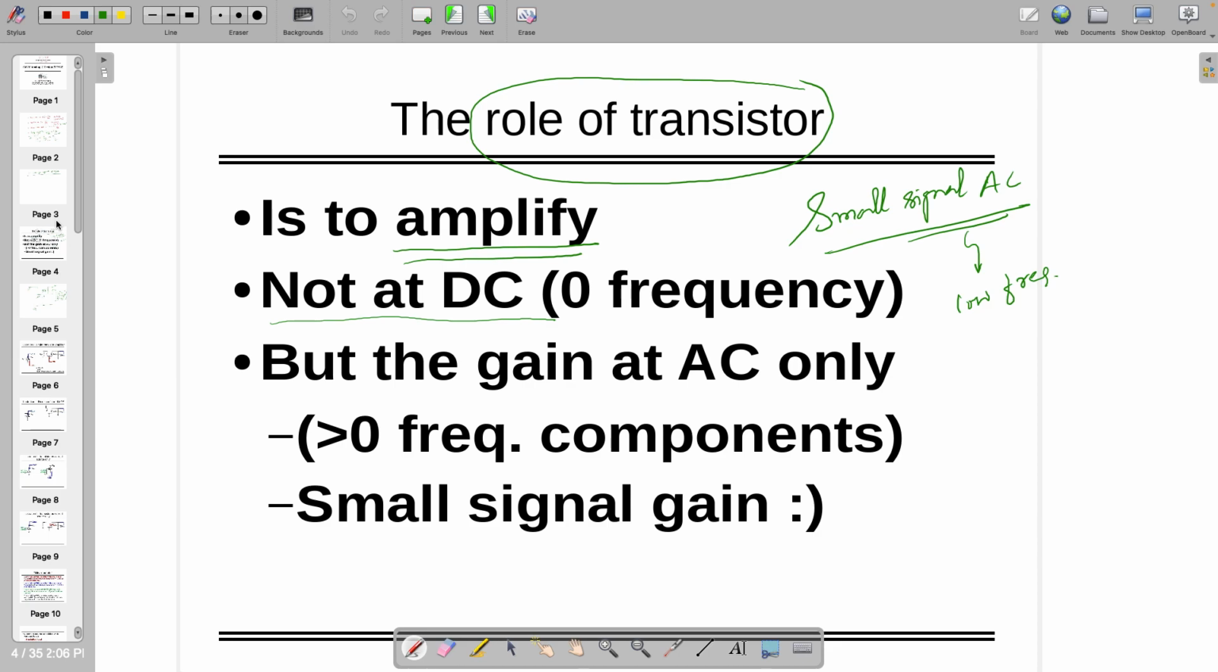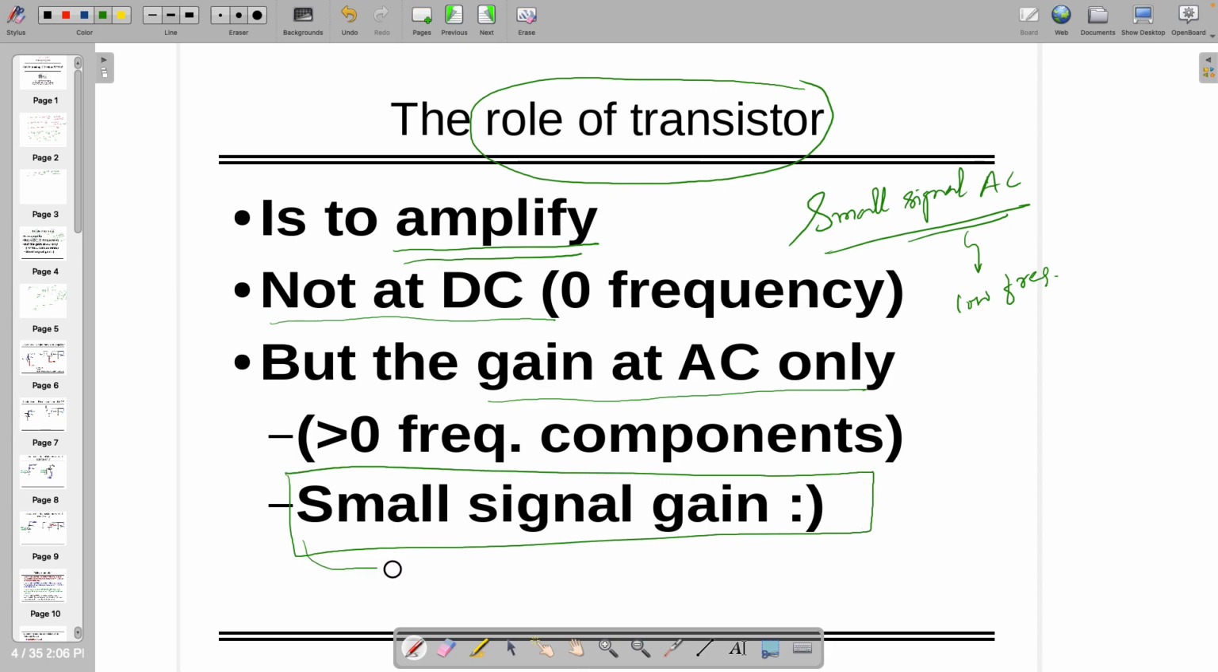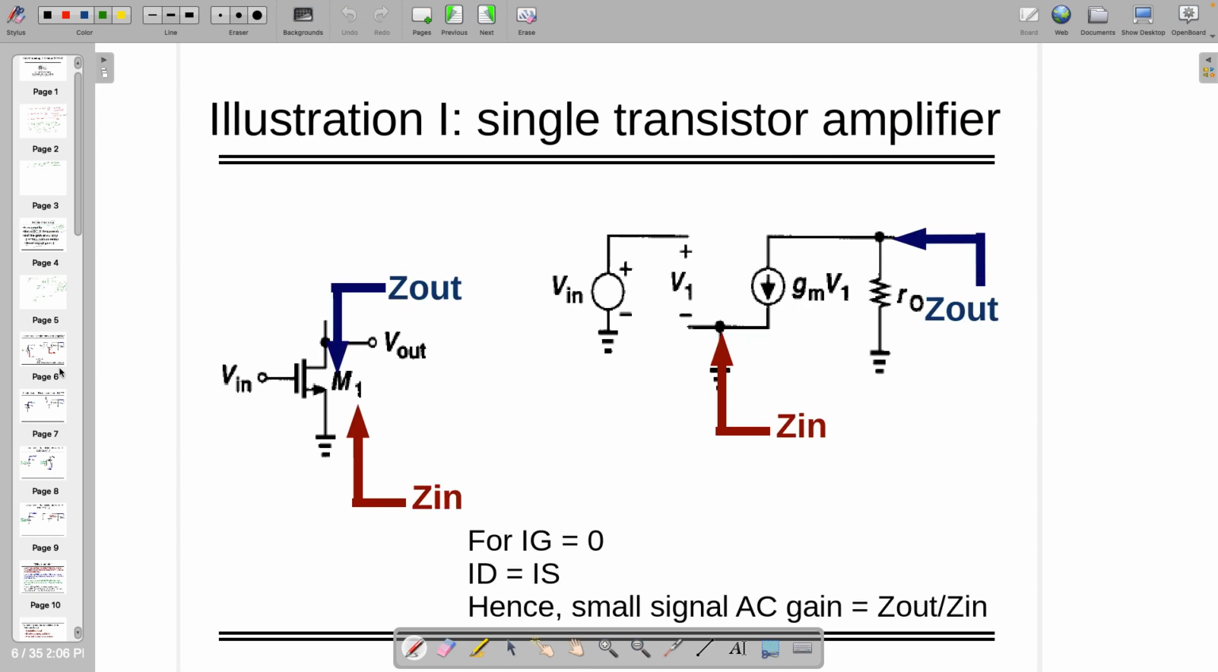Now, we are interested in the gain at AC only, a little bit higher than 0 frequency, and we are interested in the small signal gain. Understand what is small signal? Depending on the gain of the amplifier, accordingly you can define the input as small signal or maybe large signal. Now let's go to here. We already discussed this one.